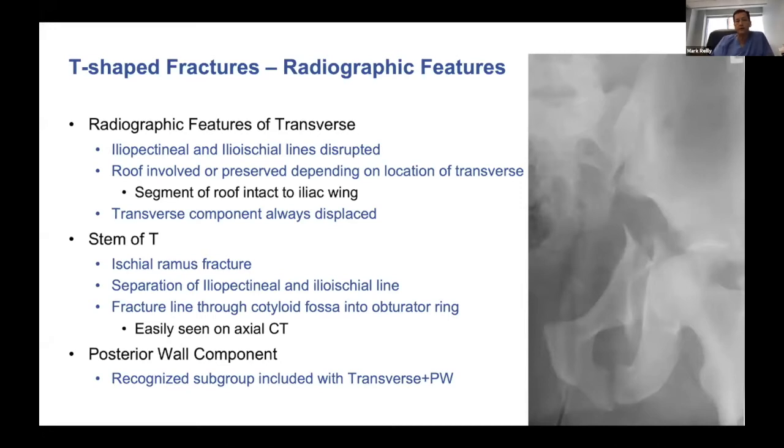But it is very easily seen on the axial CT scan, as we can follow the stem of the T down into the obturator foramen and then through the ischial ramus. Now, a T-shaped fracture can also be associated with a posterior wall component. And at least in Letournel's book, this recognized subgroup, that of the T-shaped fracture with posterior wall, is actually included in the transverse posterior wall family rather than in the pure T-shaped fracture pattern.